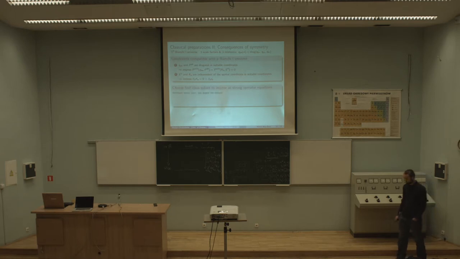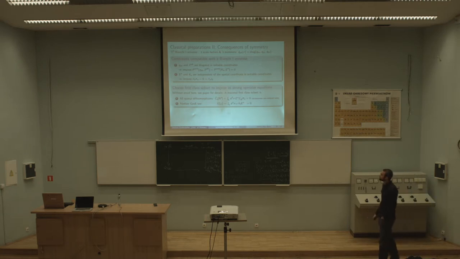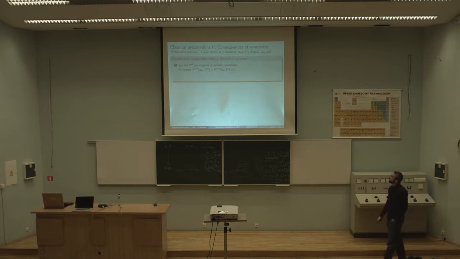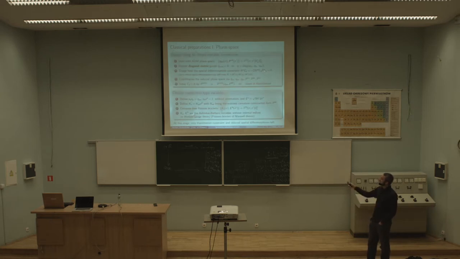And I cannot give you the details here because of time reasons. But the statement is that a maximal first class subset is given by all spatial diffeomorphisms acting in those variables here, and the Gauss law acting in these variables here. So this is the Gauss law of Maxwell theory, and these are spatial diffeomorphisms acting on the variables of Maxwell theory. You can reformulate this such that you can make the Gauss law out of these. That you get all spatial diffeomorphisms essentially comes from the fact that the spatial diffeomorphism constraint is linear in P.